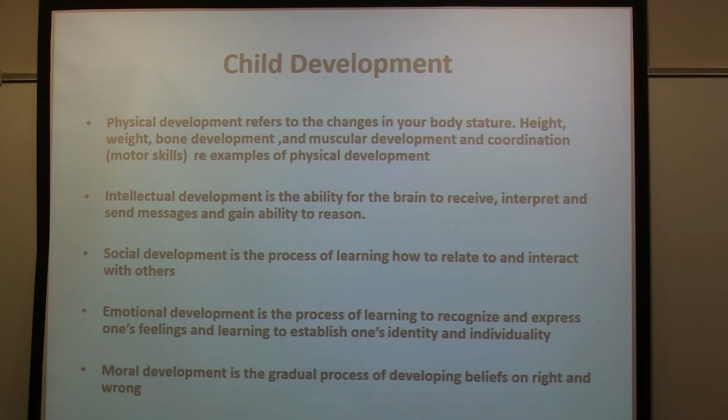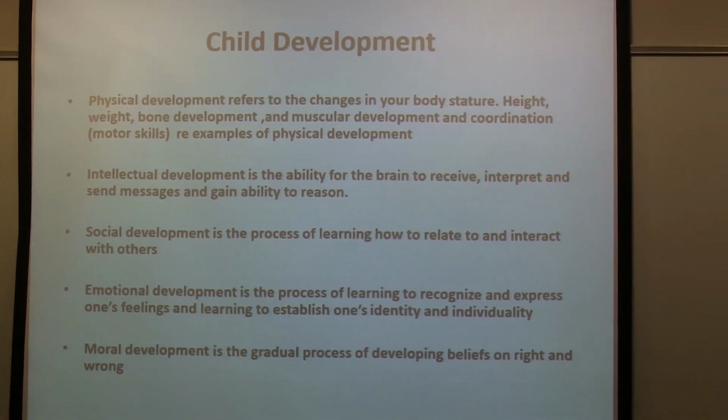On the licensing exam, there will be some questions. Probably some of the vignettes will focus on child development. So there's a few areas you want to think about. Physical development refers to changes in the body stature. So height, weight, bone development, muscular development, and coordination, which includes motor skills, are examples of physical development. And there are certain normal developments that the child should go through, and it's important for us to understand that.